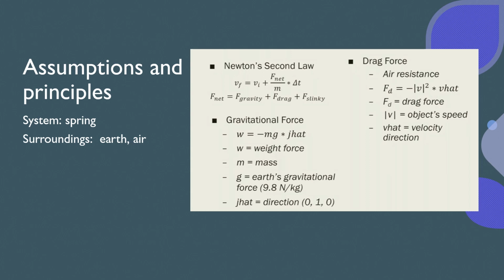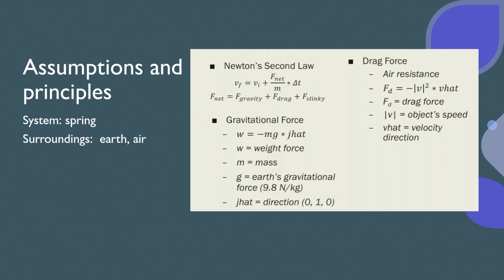J hat would be the direction that the Slinky is falling, which would be just downwards, basically, in the y direction. G is Earth's gravitational field, 9.8 newtons per kilogram, or meters per second squared. As for drag force, that would be air resistance.